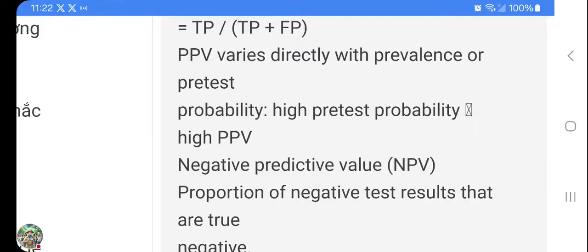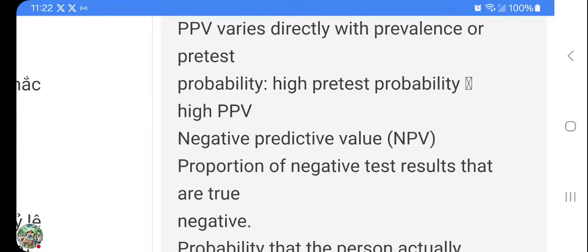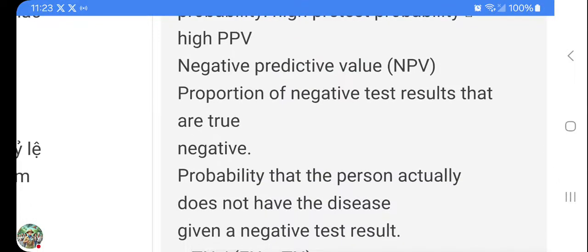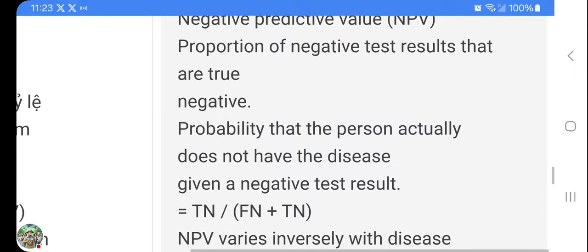About NPV, this is the negative predictive value. It's the proportion of negative test results that are true negative. It is the probability that the person actually does not have the disease, given a negative test result.